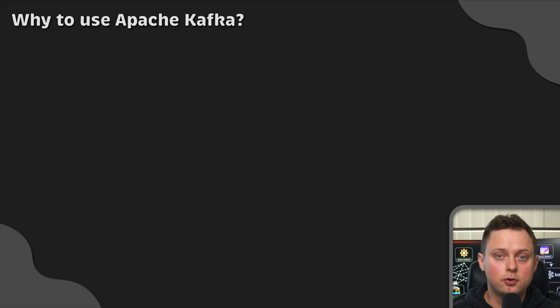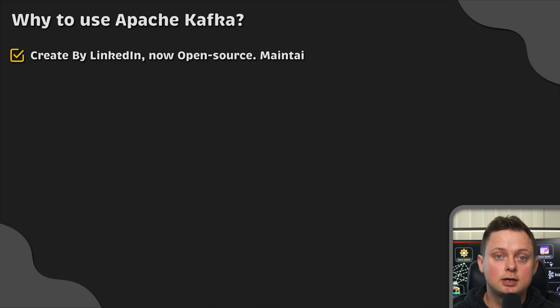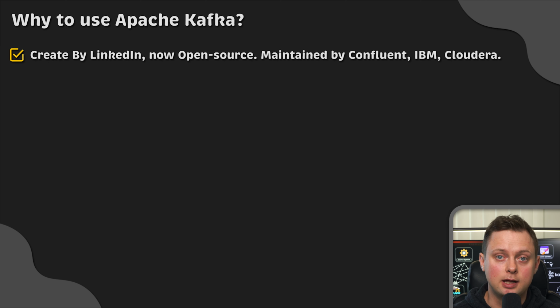So why do people think Apache Kafka is so great? Well, Kafka was created by LinkedIn. It's a really big company, and they decided to make Kafka an open source project, which means anyone can use it for free. These days, it's not just anyone maintaining Kafka. Big, well-known companies like Confluent, IBM, Cloudera, and of course LinkedIn are the main ones maintaining that project.